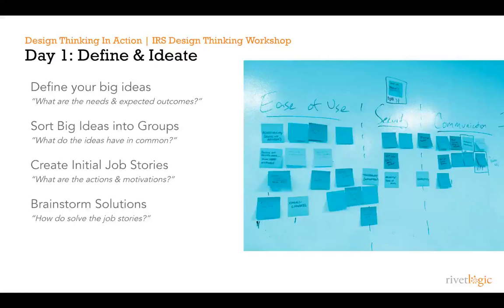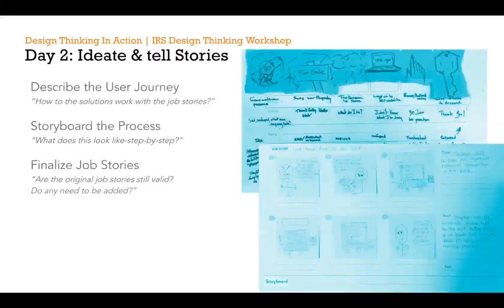On day two, they came back and they began by describing the user's journey. After all that thinking yesterday, we sat down and they sketched out what the user journey was going to look like. Once we had that, they then sketched out what the process would look like step by step, sometimes including, you can see in the example here, sometimes using little cartoon characters, sometimes showing the screen, but always thinking about the people who would be using the project, not just the product itself. We then regrouped, looked at our initial job stories, and we came up with a final set of job stories now that we thoroughly understood the issues to be addressed.